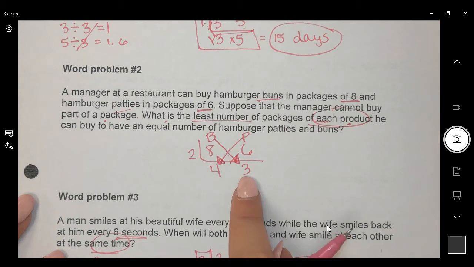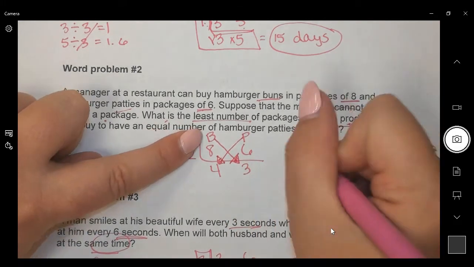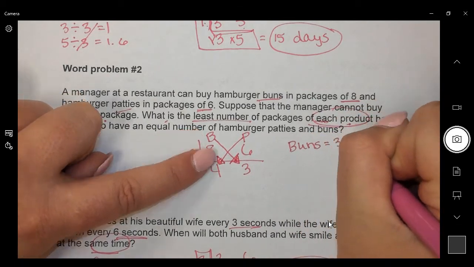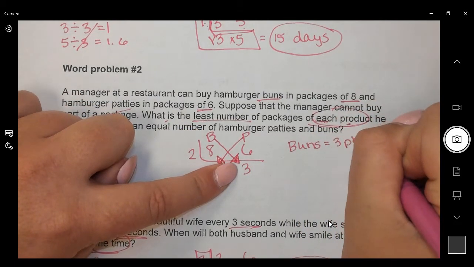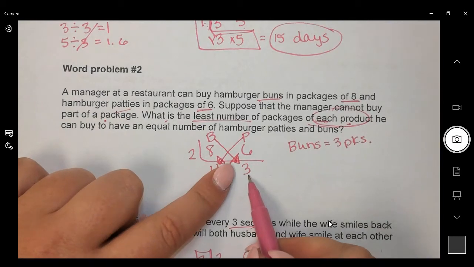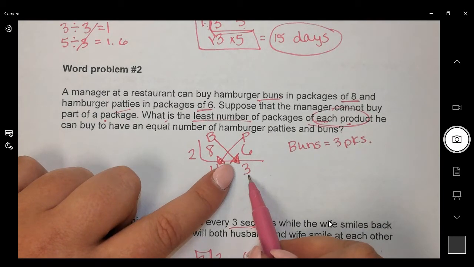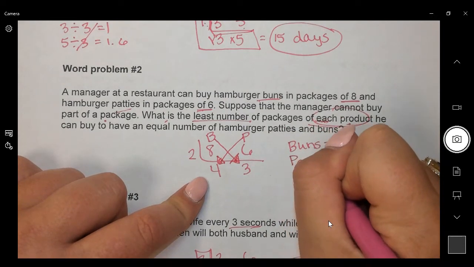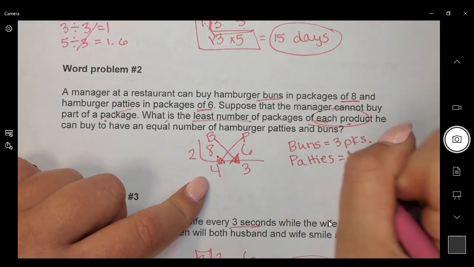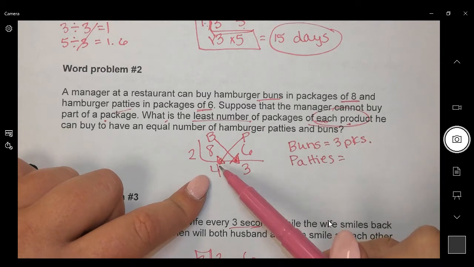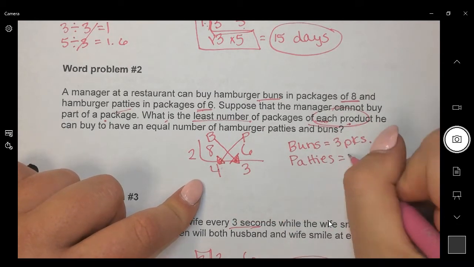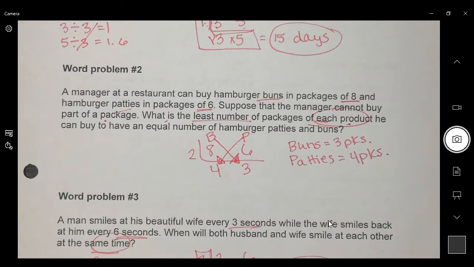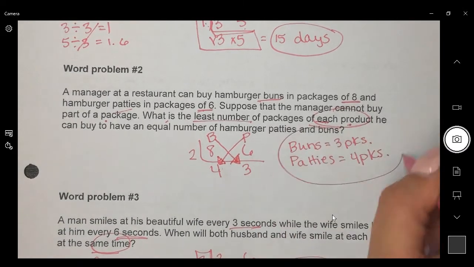So what this means is these are our answers. B represented buns. And so you're going to need 3 packs of buns. This represents the packs, not the number of buns, but the number of packs of buns. And the P represents patties. And when I crisscross and follow down the slide, I find out that I need 4 packs of patties. And so this ends up being our answer.